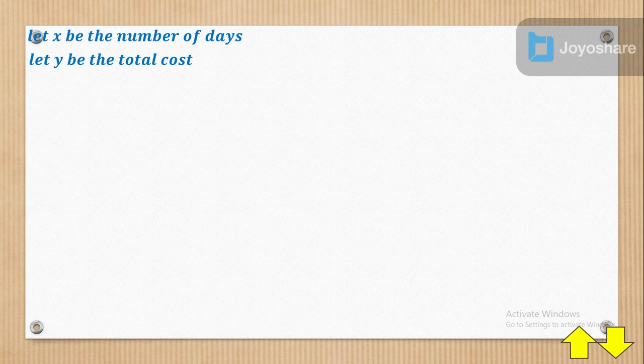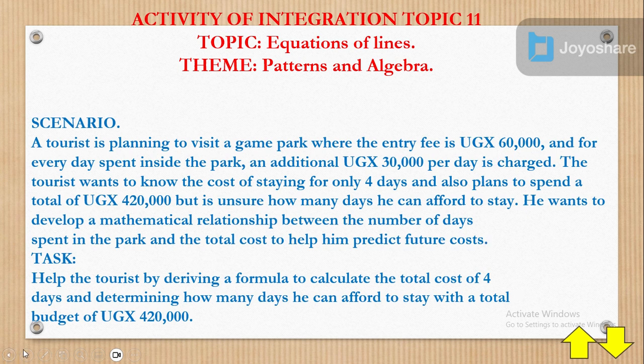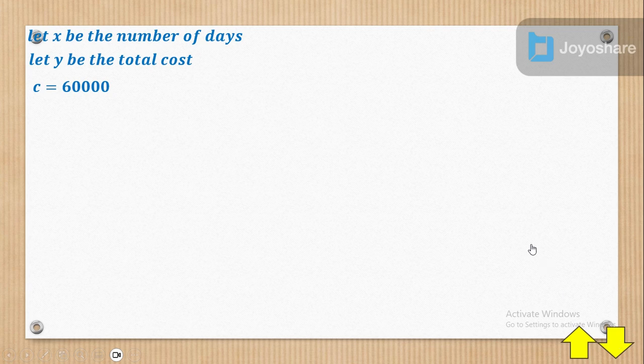Next, let's see. So our c, a constant which doesn't change, is 60,000. Please have this explained. This 60,000 here, I told you it doesn't change. The entry fee will be fixed, doesn't change. Regardless, you must pay 60,000. So it is constant, that's why you're letting it be c. The next, our gradient is 30,000, also not changing.